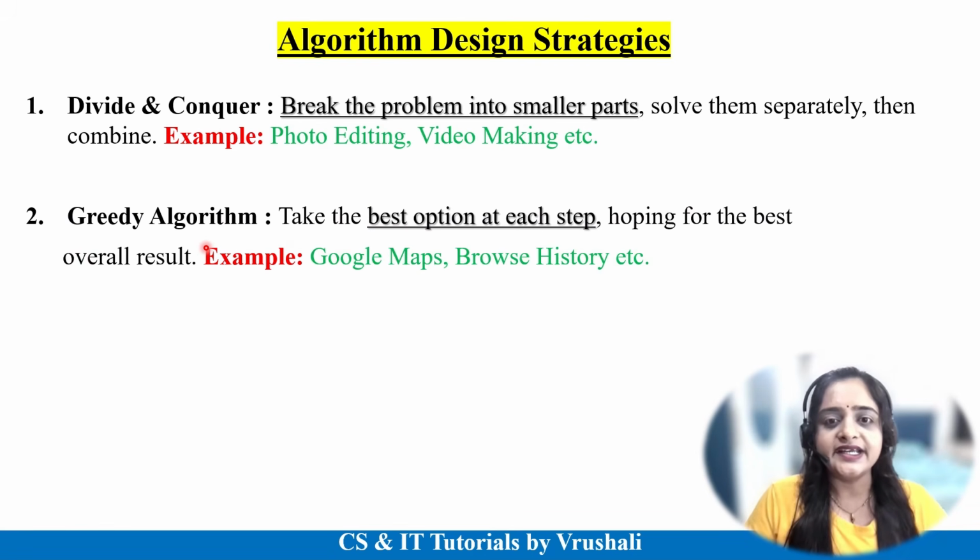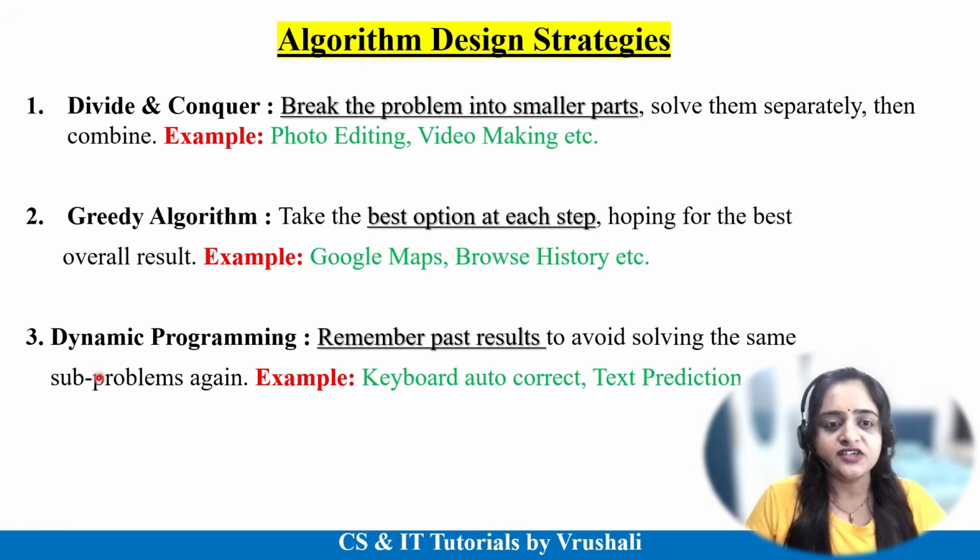The next is the greedy algorithm. Greedy algorithm design strategies always find the best possible path for your application. Let's take the example of Google Maps. Google Maps always gives you the shortest path from your source to destination, right? It gives you an accurate path, whether there is traffic or not, and everything in detail. This is called a greedy algorithm, finding the best option at every step.